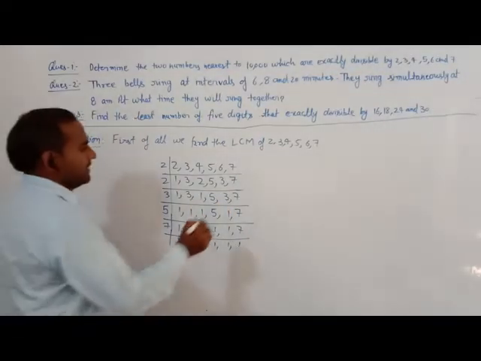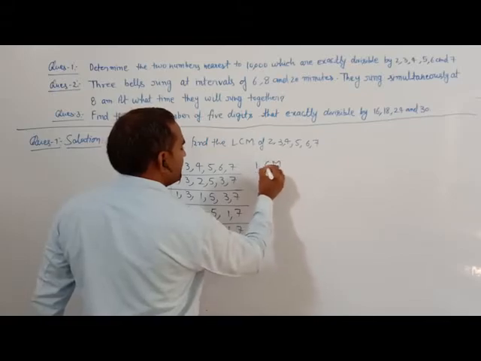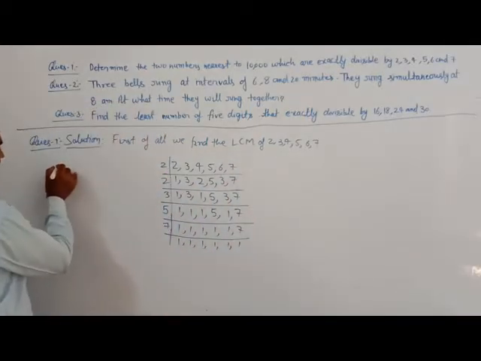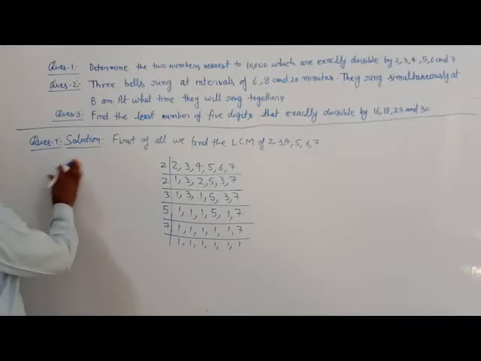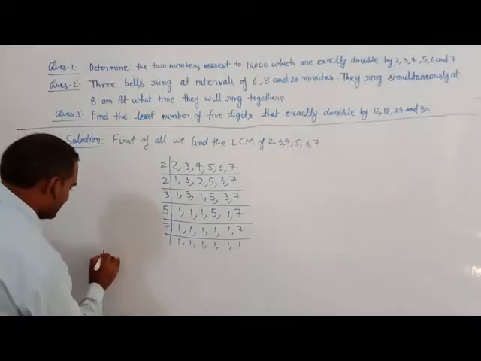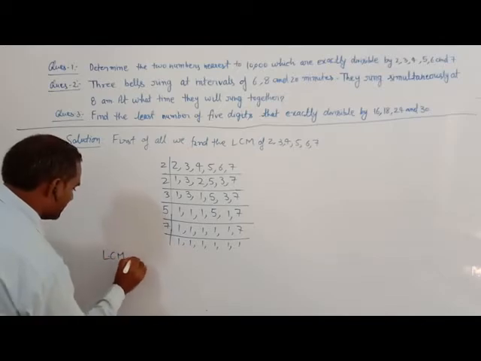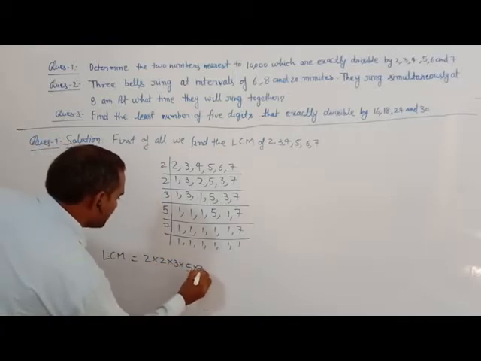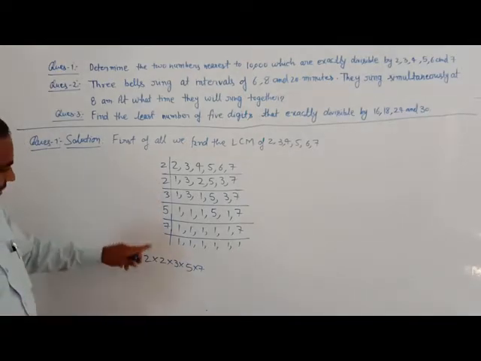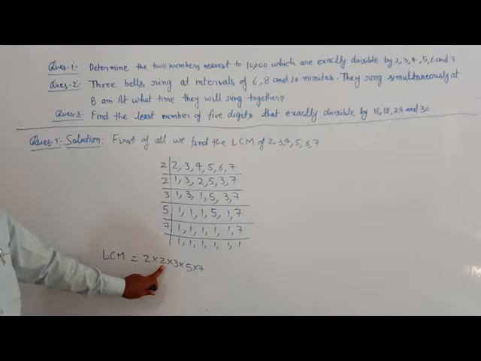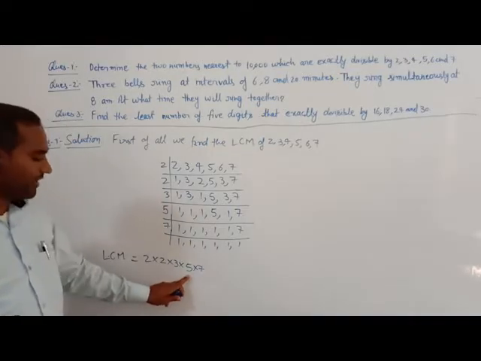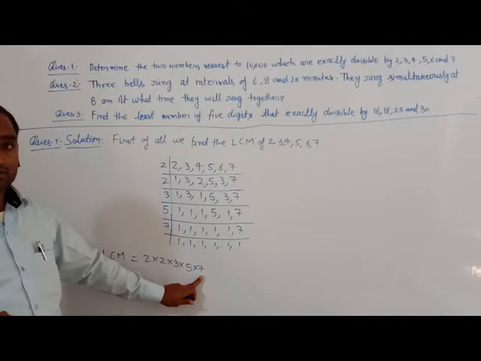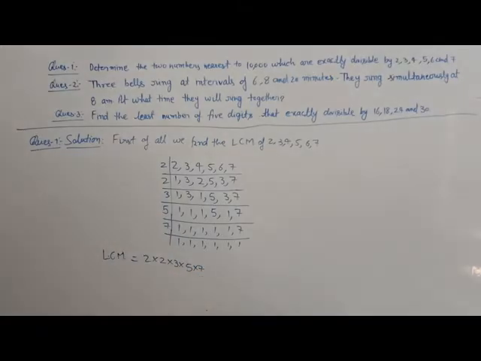Here we have to find the LCM. LCM is equal to 2 into 2 into 3 into 5 into 7. 2 twos are 4, 4 threes are 12, 12 fives are 60, 60 sevens are 420. 420 will come.